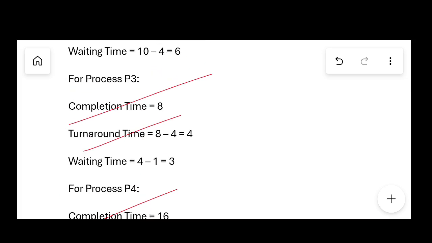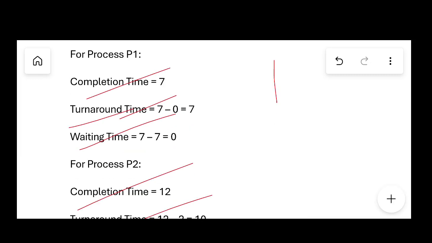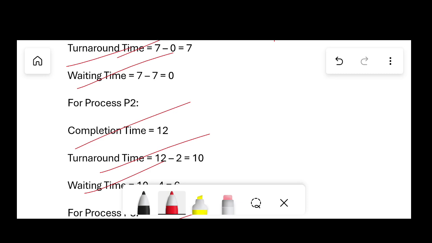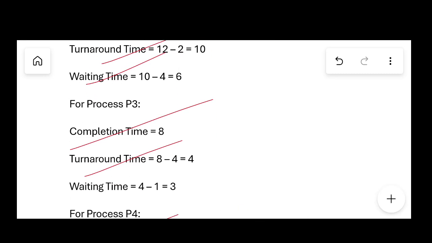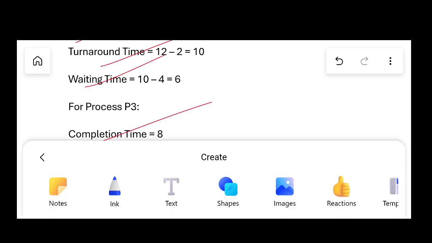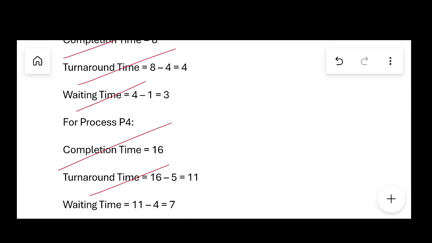Then waiting time. Waiting time means the time a process spends waiting in the ready queue. So P1: 7 minus 7, which is 0. For P2: 10 minus 4, which is 6. For P3: 4 minus 1, which is 3. And for P4: 11 minus 4, which is 7.